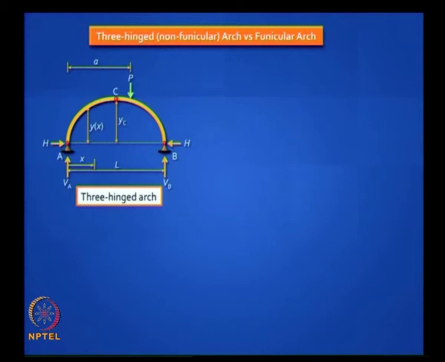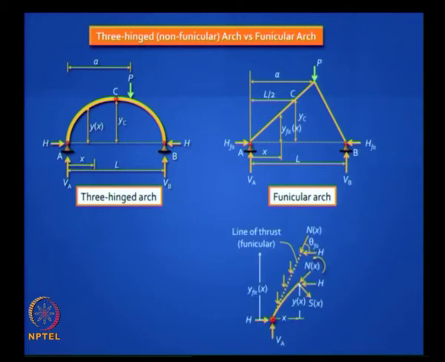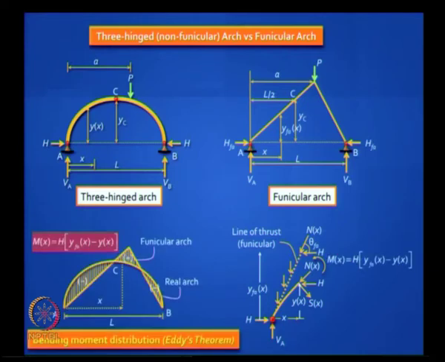Let's say you have a concentrated load acting on a 3-hinge arch like this. This is certainly not a funicular arch. Which would be a funicular arch? This would be a funicular arch, right? So you superimpose both of them with the same height at the crown, and you will find that the deviation from the funicular arch is actually a measure of your bending moment. So that's what you have to do.